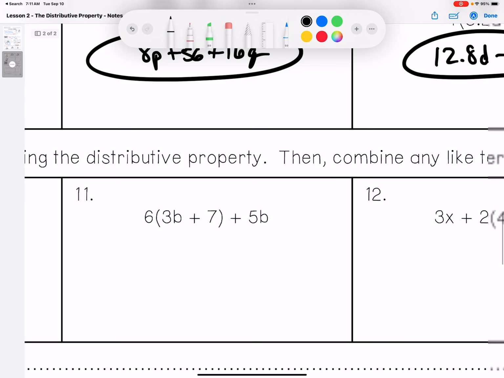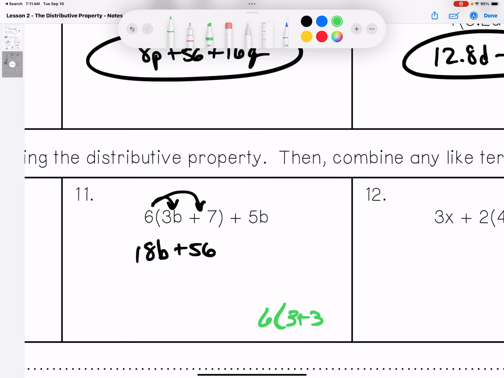Number 11. 6 times 3B is 18B. 6 times positive 7 is 42. Remember, you do not do what's in green there. You do not go 6 times 5b. 5b is not in parentheses, so you do not multiply it. How do I know when to multiply what's in parentheses? Anytime you see a number butted up to parentheses, see how it's right next to it right there? You can multiply that times what's on the inside, okay? That's how you know when.